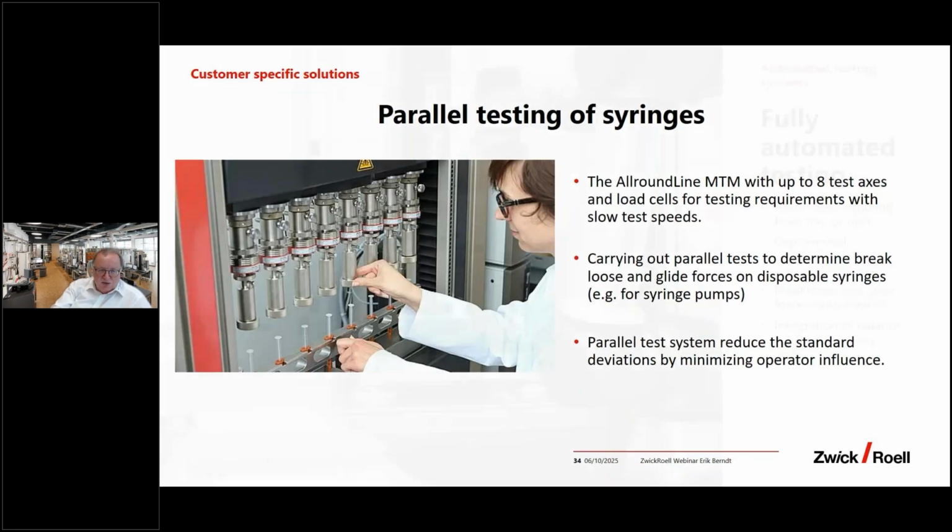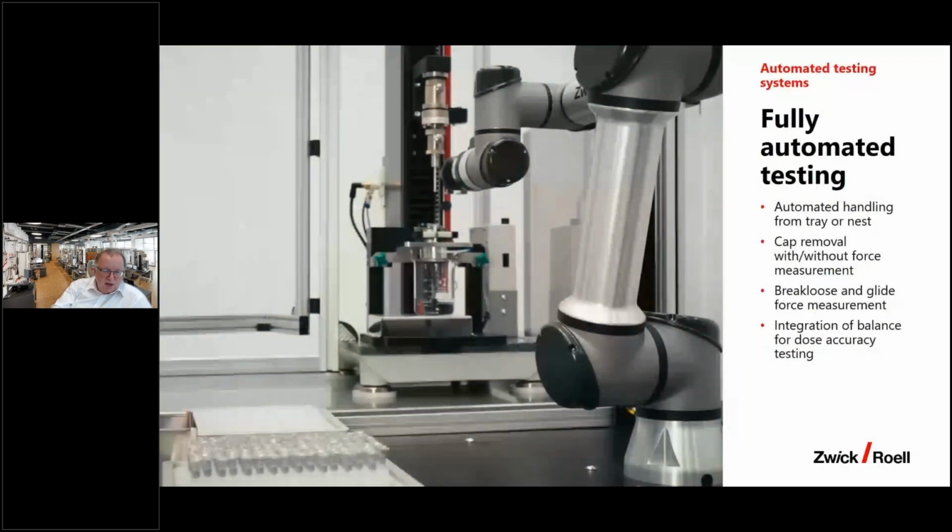And at the end, and this is a new trend, syringe testing is fully automated. With the handling system, we can work from a tray, we can work from a nest directly. We can remove the cap, we can measure the force to remove the cap, we can do the activation forces, and we can do dose accuracy testing. And this is quite often requested at the moment.